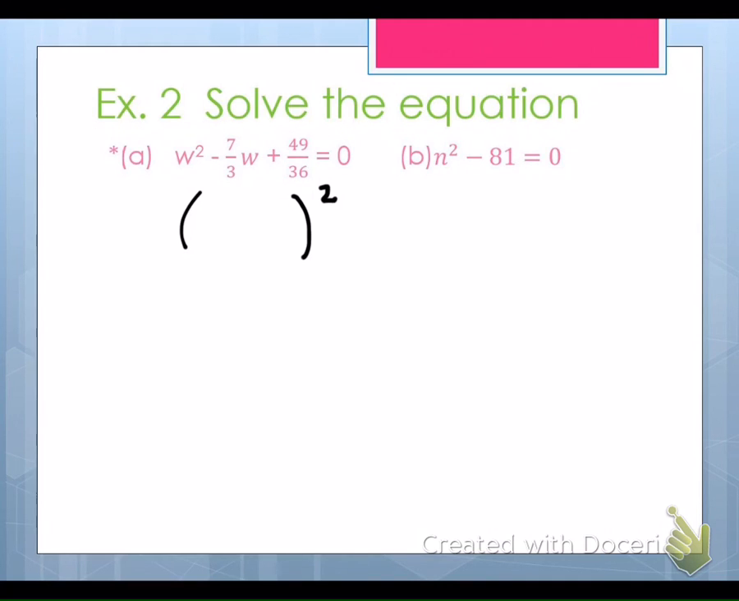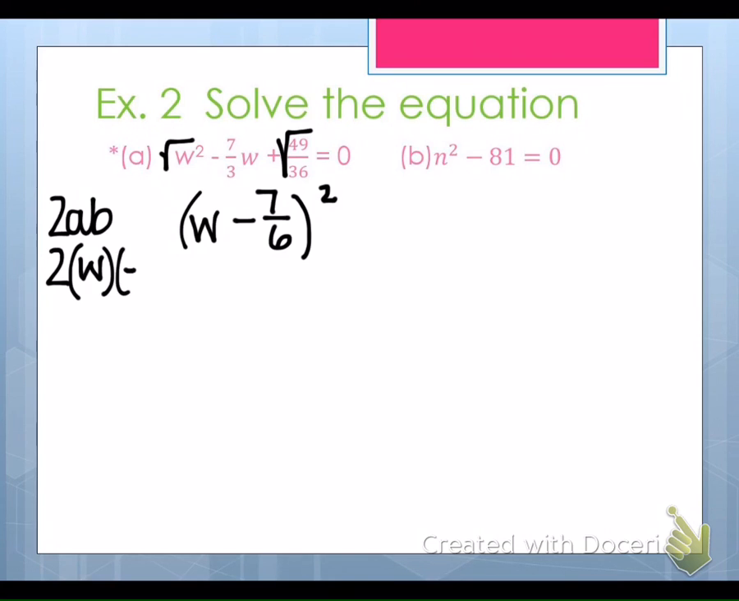Now, the sign of my answer is going to be what? Good. The first sign in the problem is negative, so my answer will also be negative. What is the square root of w squared? And what is the square root of 49 over 36? Good. The square root of 49 is 7 over the square root of 36, which is 6. Now, we still got to check our answer. So let's check 2 times A. What's our A term? And what's our B term?